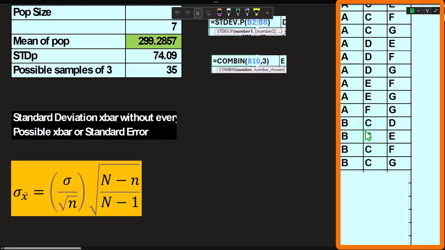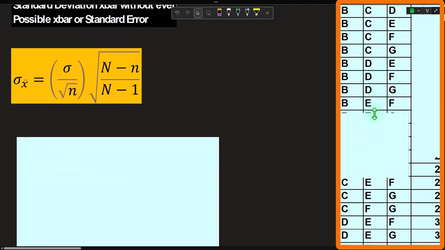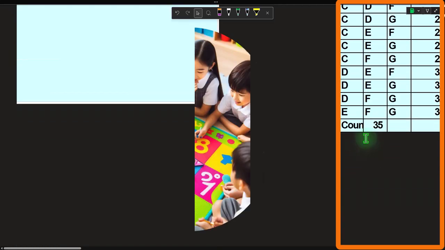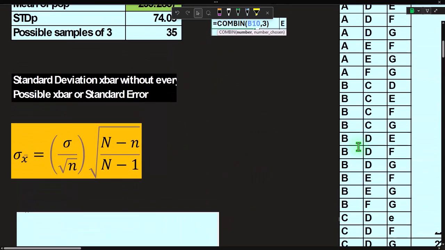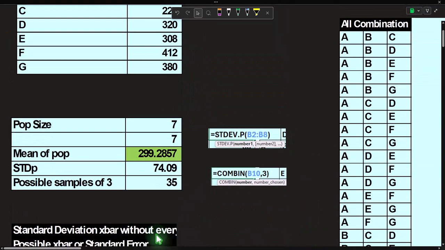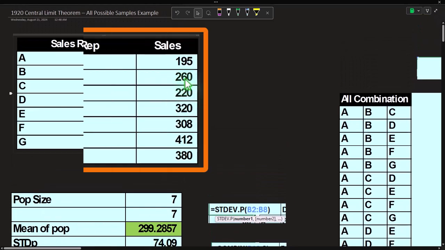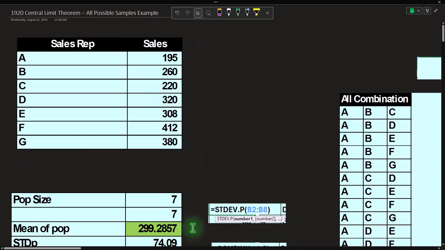The next one after the B is a C, so here's all the C's, and then to the D's, and then you've got the B's and D's, then it starts with an E, goes down, and then the B to the E, and then the F's, and so on and so forth. And if we count all of those, we get 35. That gives us a check. This is just a count function showing that we got 35 combinations, which lets us know that looks like all combinations. So the point is, we've got all combinations of our population of 7 given a sample size of 3, and that's what we've listed out here.